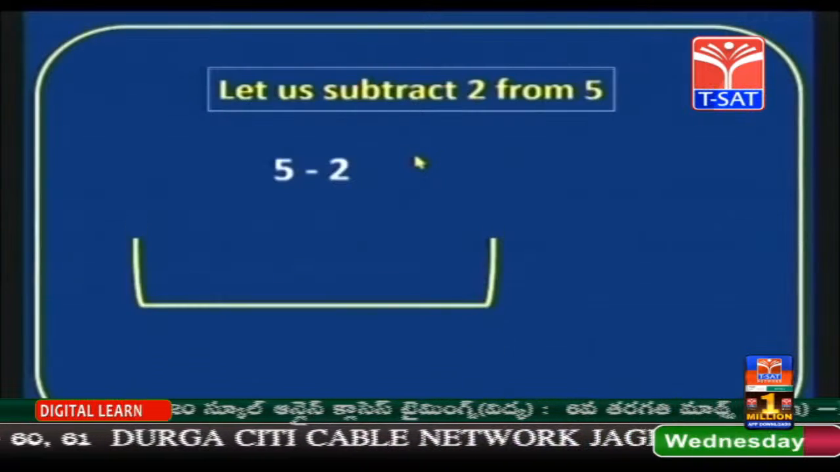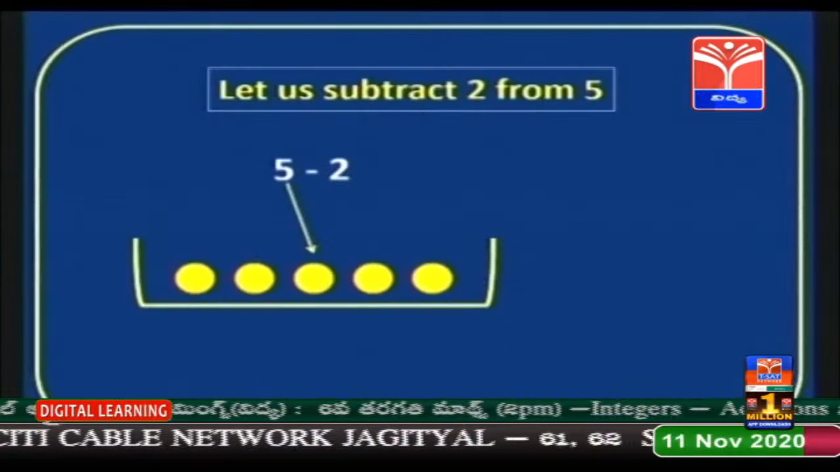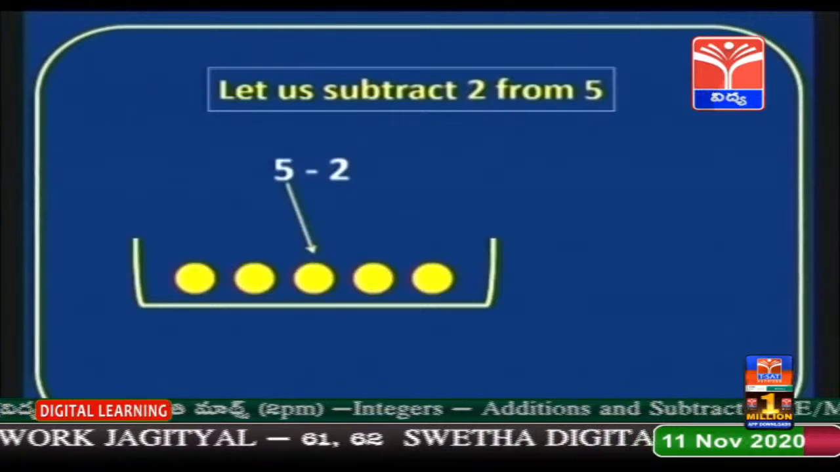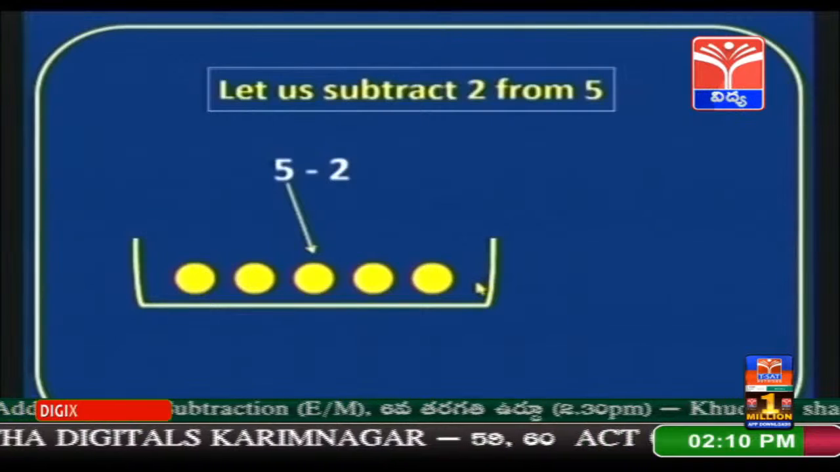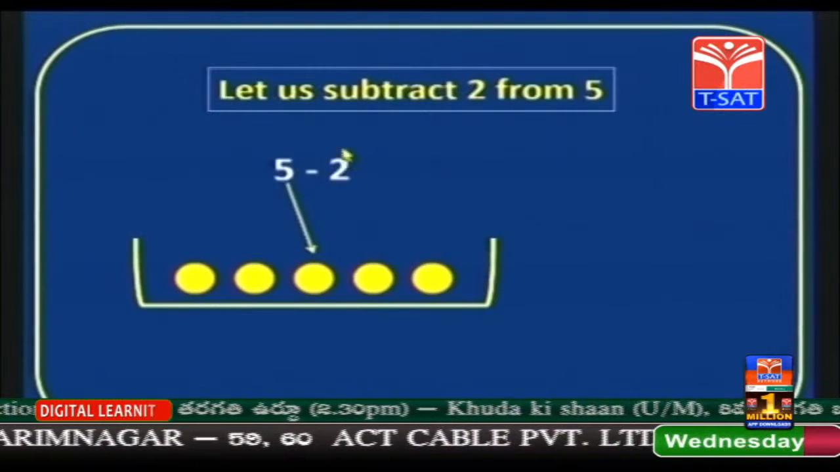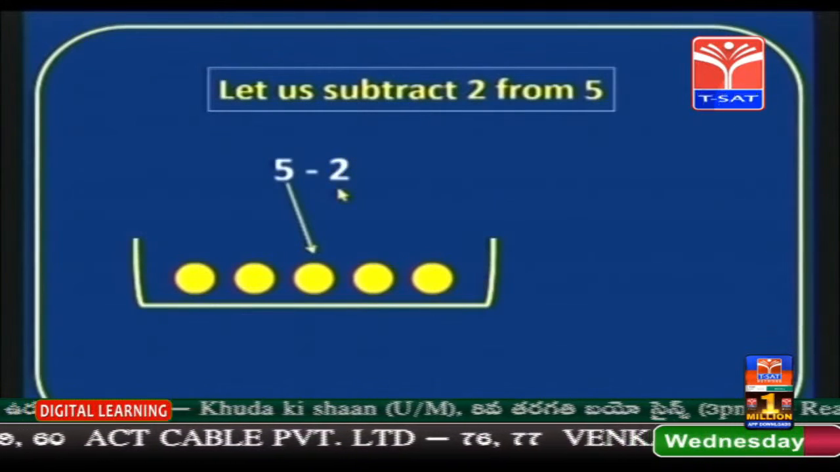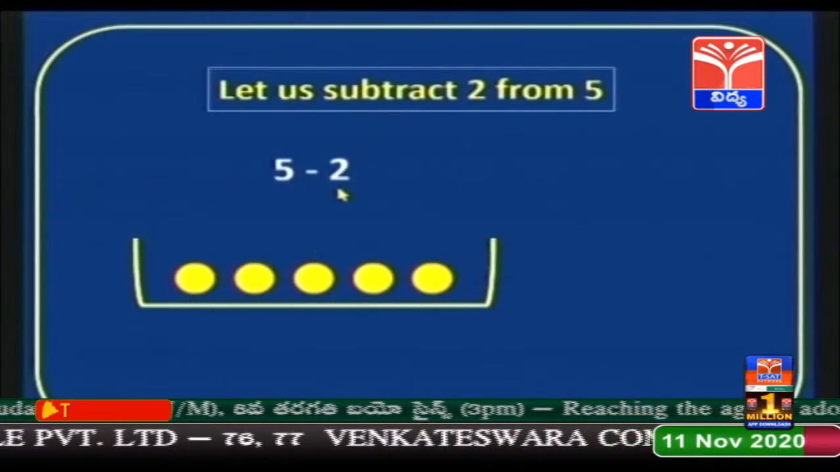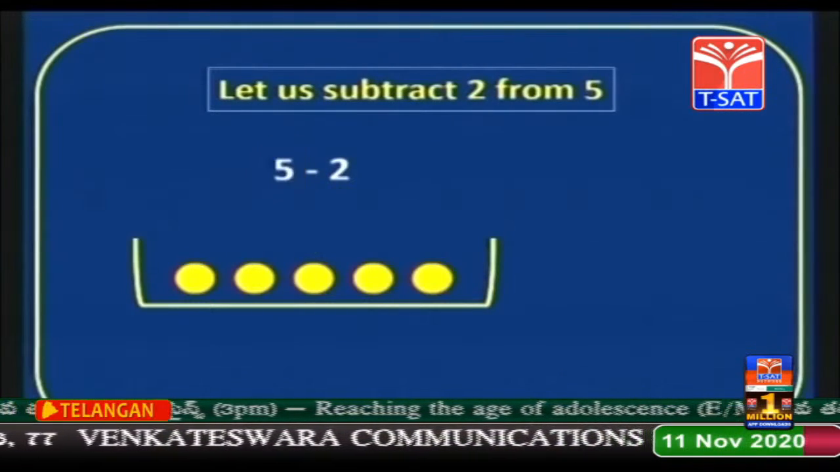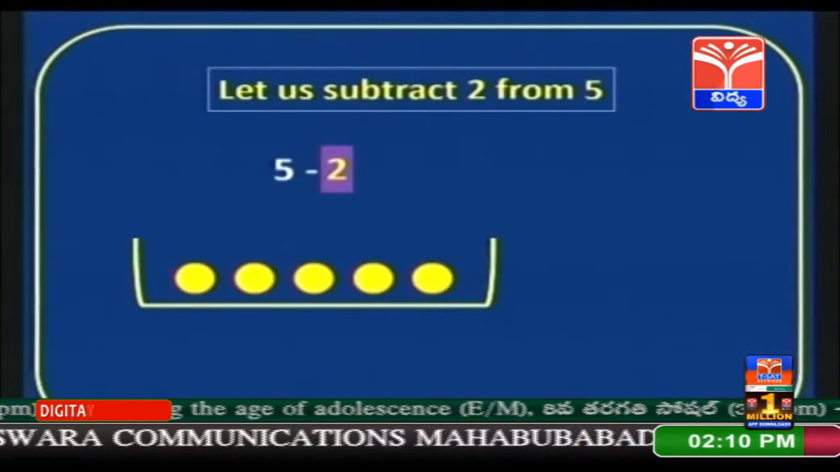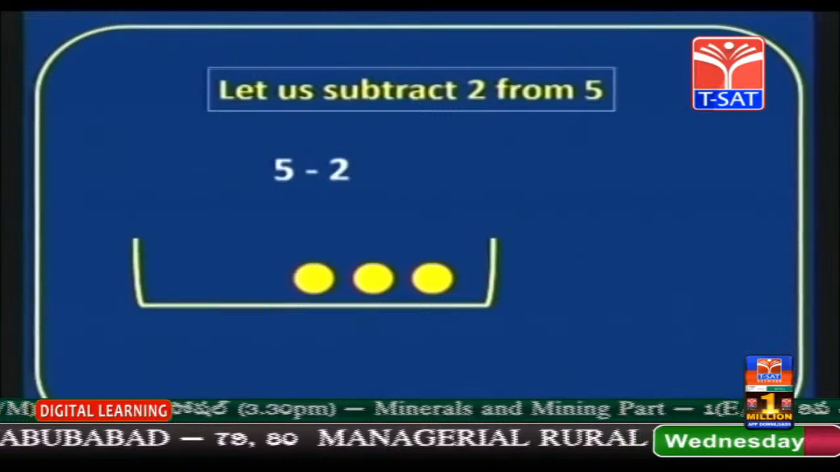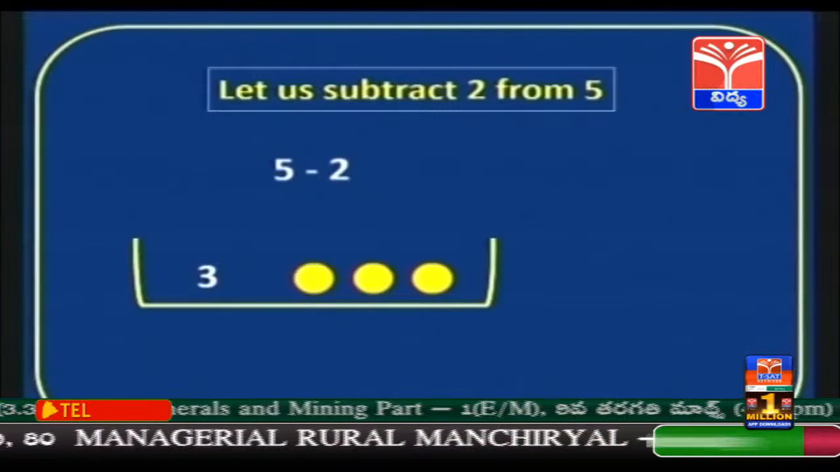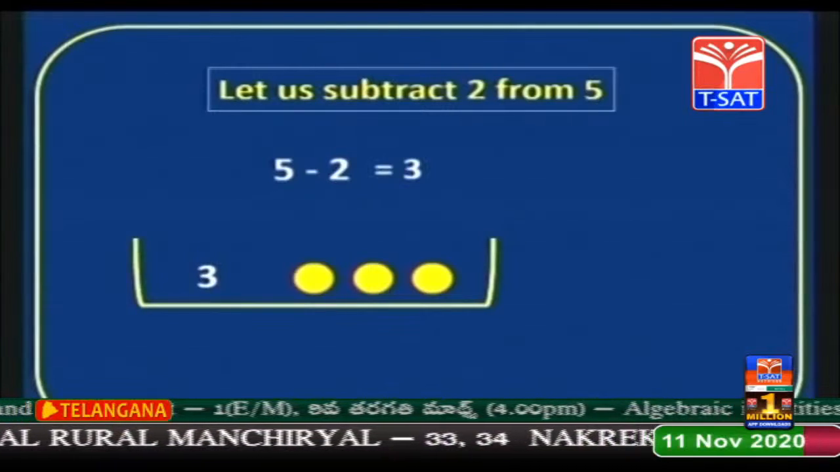Okay. Now I am taking the container. I am taking 5 coins in the container because this is a positive value. Here we have 5 yellow coins. Now what we have to take out? We have to take out this 2. So now what I am doing? This is 5, this is 2. So I am taking out now 2 yellow coins. Now how many coins are left in the container? Yes, 3 coins. So what is the value of 5 minus 2?